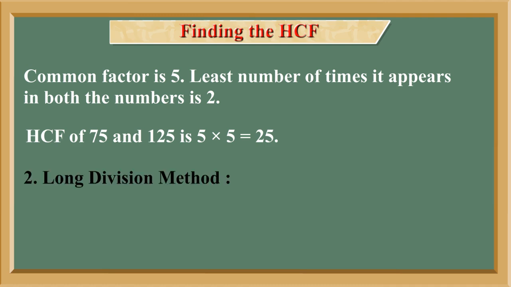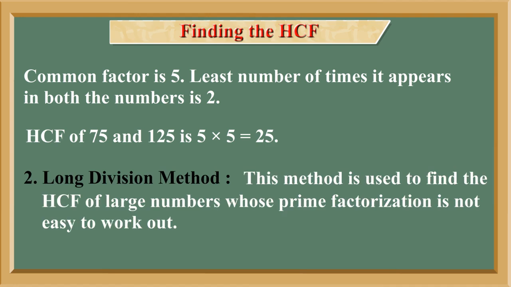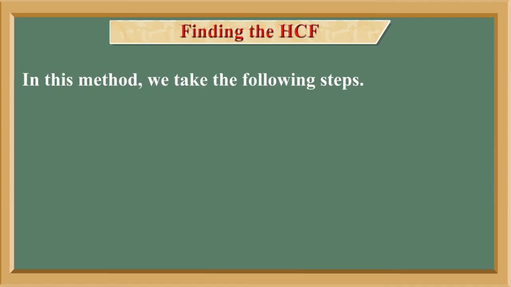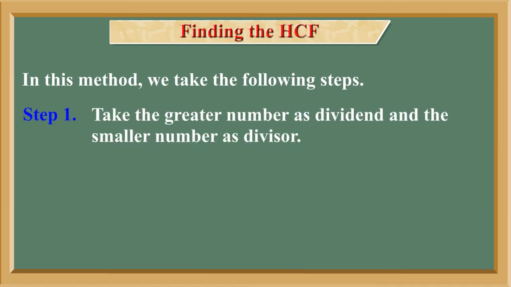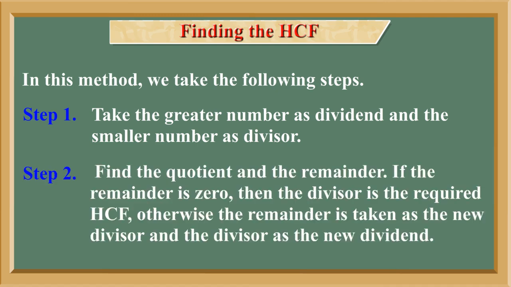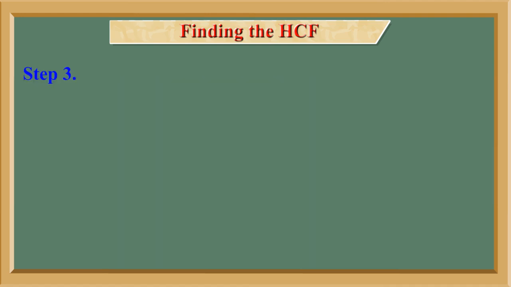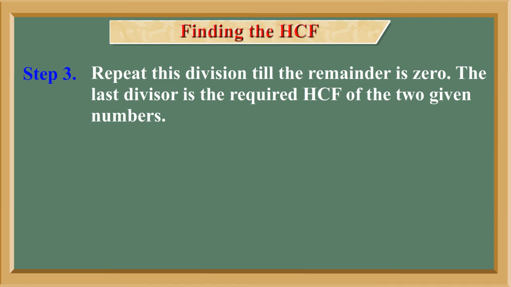2. Long division method. This method is used to find the HCF of large numbers whose prime factorization is not easy to work out. In this method, we take the following steps. Step 1. Take the greater number as dividend and the smaller number as divisor. Step 2. Find the quotient and the remainder. If the remainder is 0, then the divisor is the required HCF, otherwise the remainder is taken as the new divisor and the divisor as the new dividend. Step 3. Repeat this division till the remainder is 0. The last divisor is the required HCF of the two given numbers.